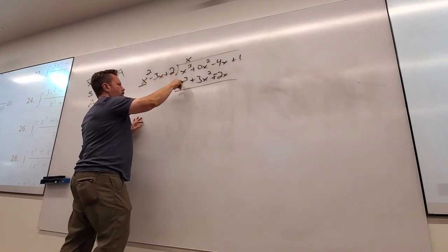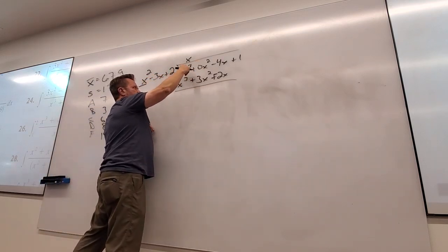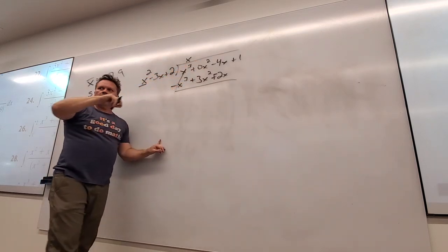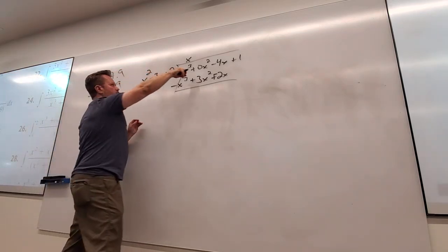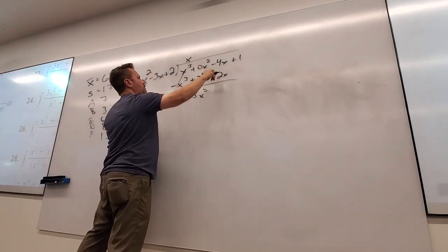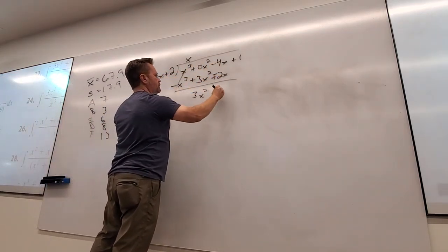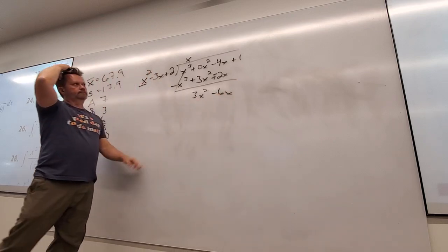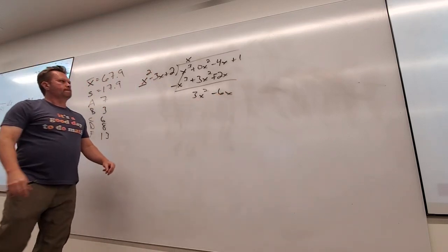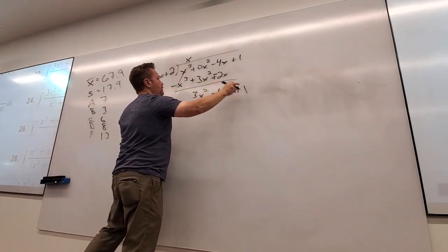These always cancel. That's why this doesn't show up in synthetic, because synthetic is very efficient. 0 plus 3 is 3. Negative 4 plus negative 2 is negative 6. And then the 1 comes down.